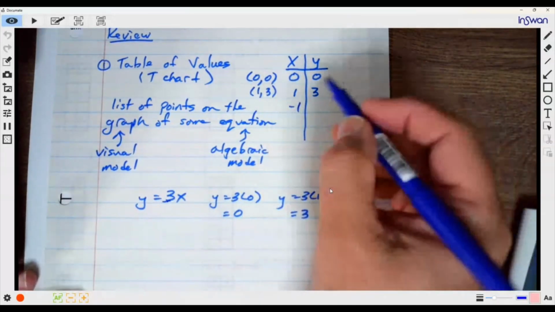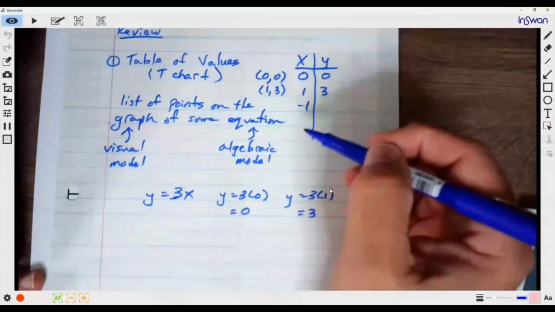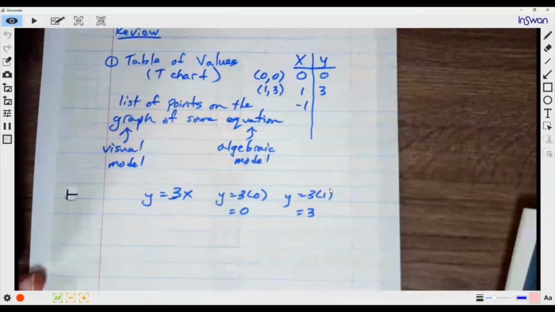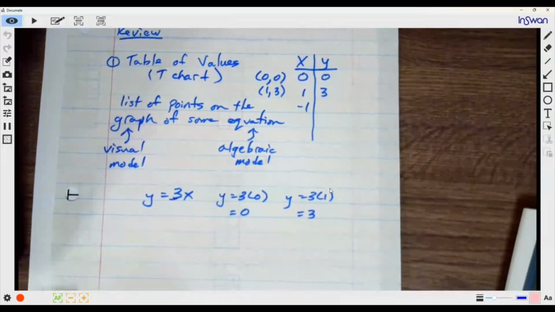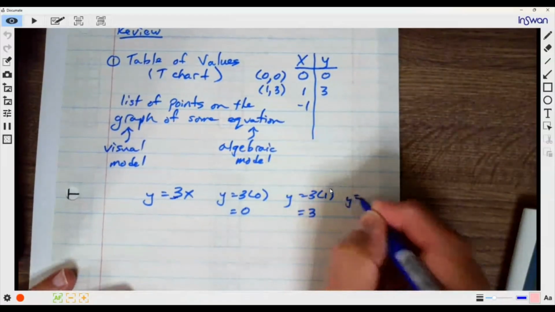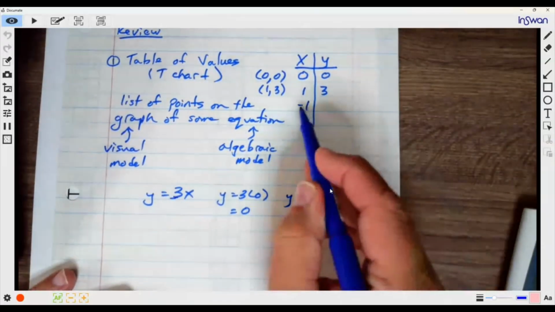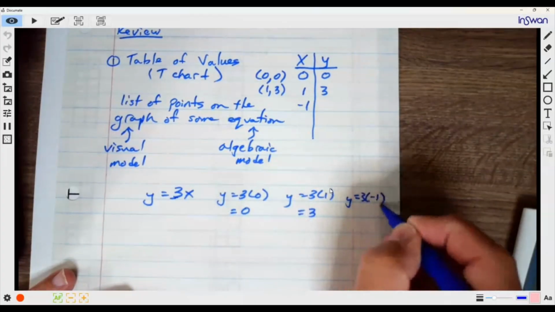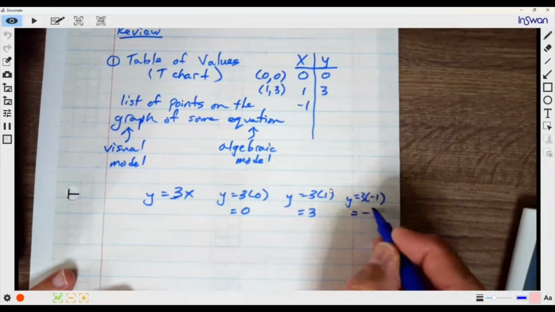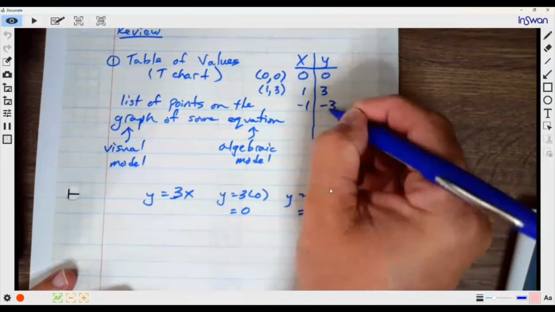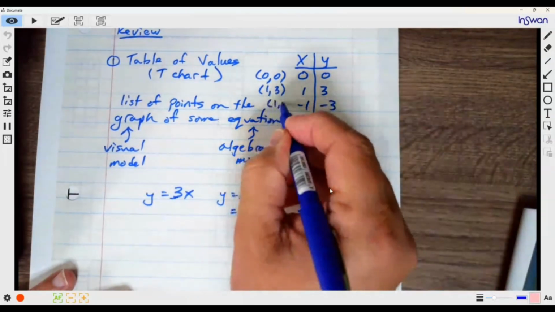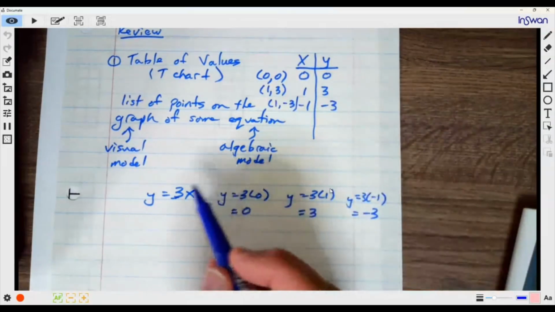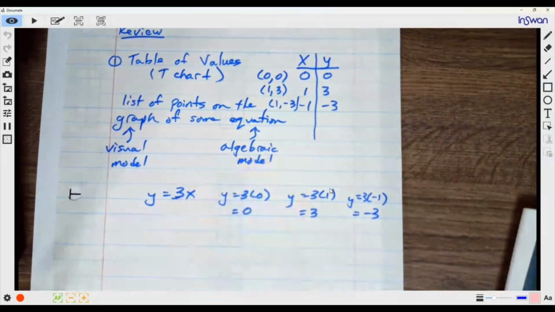Then -1, because we talked about the fact that we should have some positive points and some negative points, x coordinates, on our graph. So we should be choosing some negative ones as well. So when we put -1 in for x, 3 times -1 is -3. The point -1, -3 is on the graph of this equation.